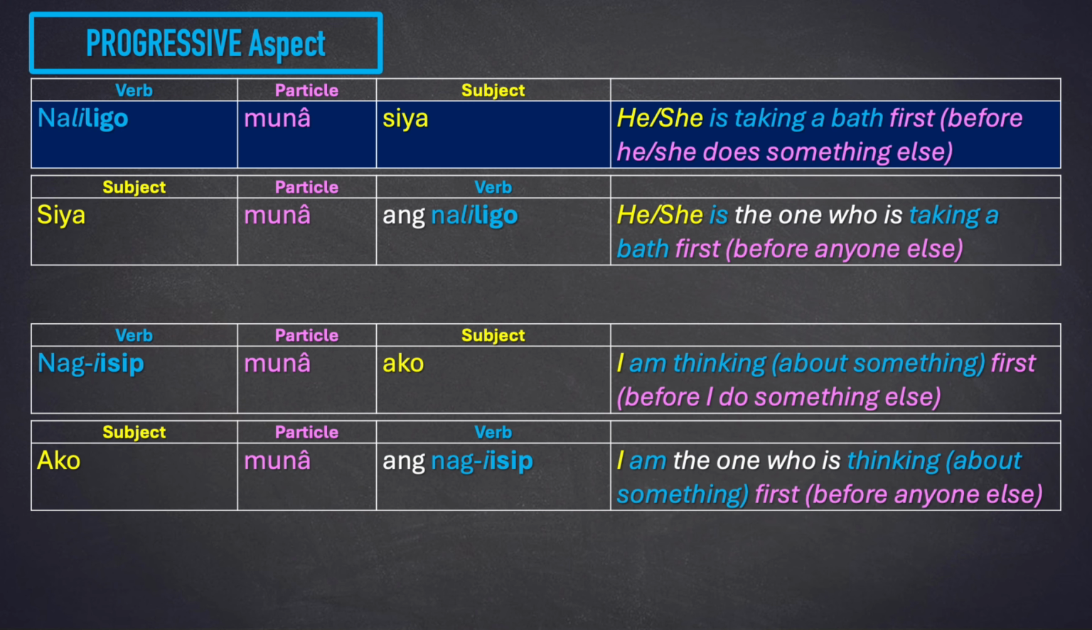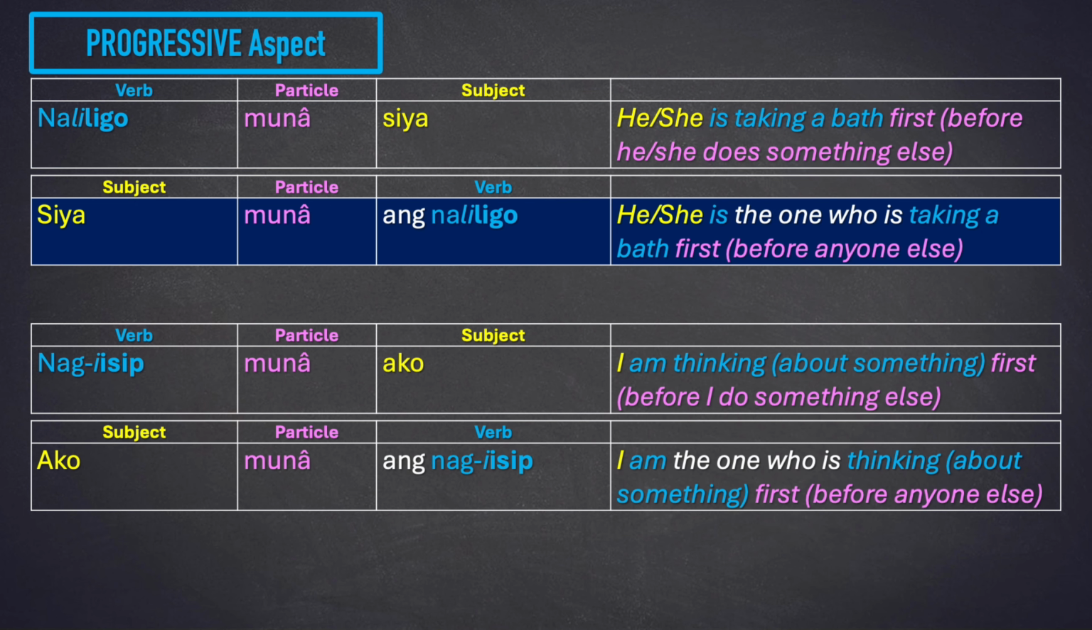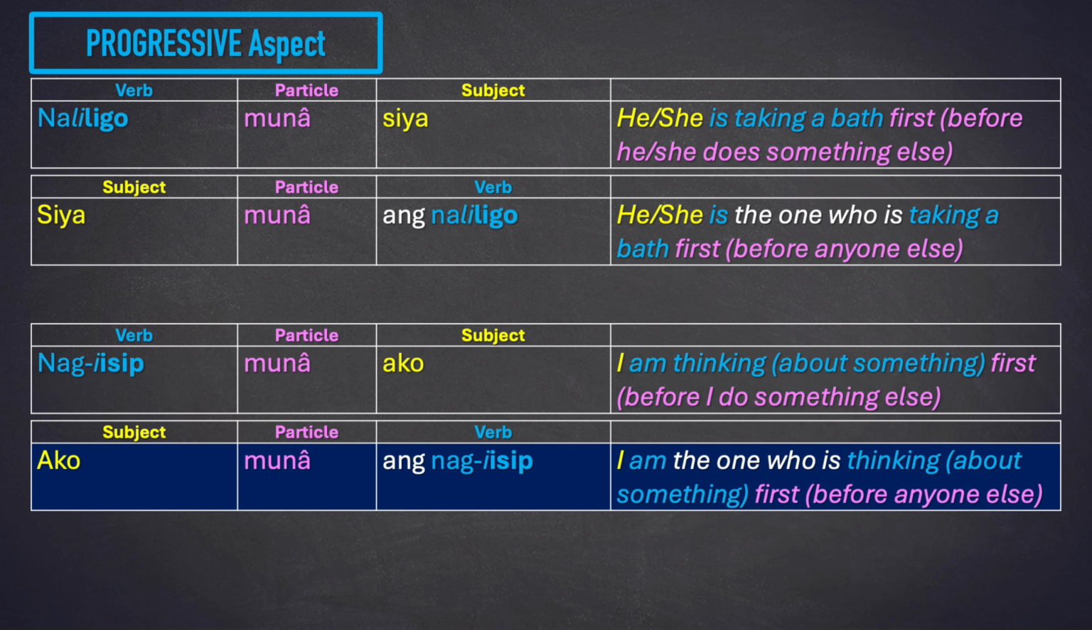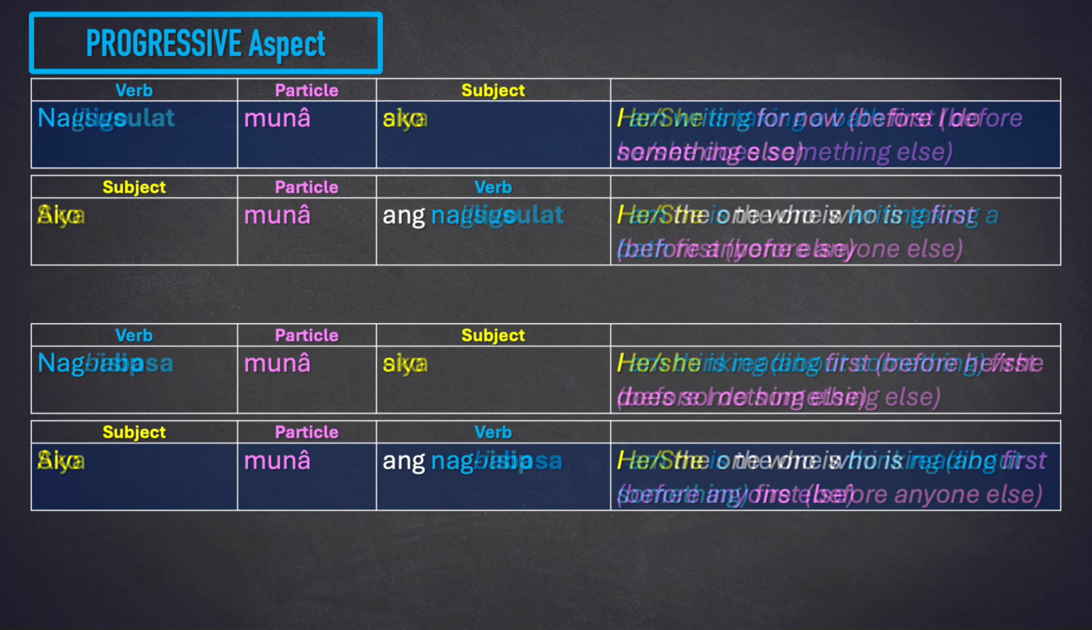Naliligo muna siya. He or she is taking a bath first before he or she does something else. Siya muna ang naliligo. He or she is the one who's taking a bath first before anyone else. Nag-iisip muna ako. I am thinking about something first before I do something else. Ako muna ang nag-iisip. I am the one who is thinking about something first before anyone else.